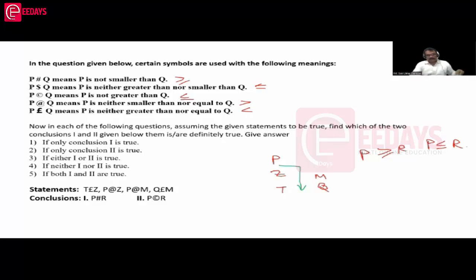I already told you in the previous case, if you want to compare two values, the relation is either equal or not equal. What is the not equal? Greater than, less than, greater than or equal to, less than or equal to. If you observe, P is greater than is there, P is less than is there, P is greater than or equal to R is there, P is less than or equal to R is there, and P equal to R is also there.